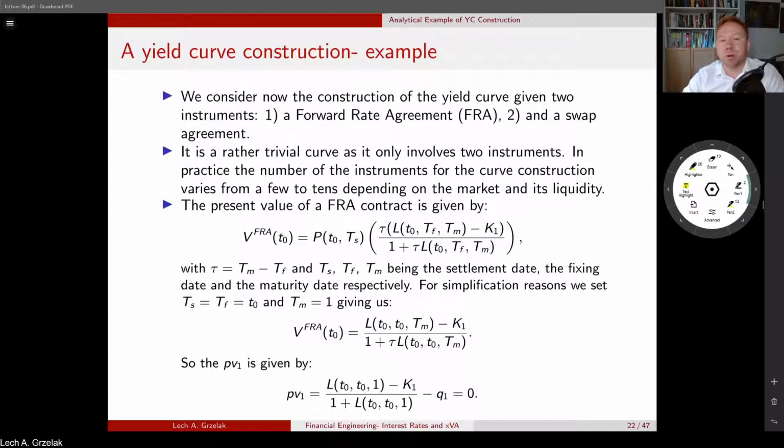Although you never do it in practice, I would like to show you how to construct a yield curve essentially on paper. In this example, we will look at the construction of a yield curve using 2 instruments. The first will be a forward rate agreement, and the second will be a simple swap. We will go step by step through how to compute the spine points and how to construct the iterations in order to find the optimal solution.